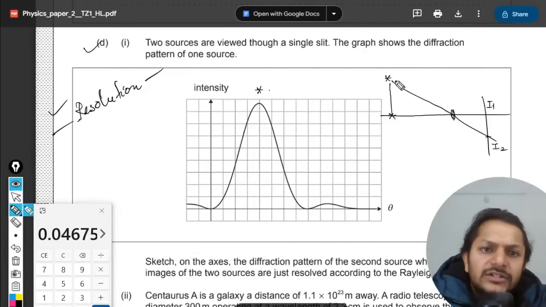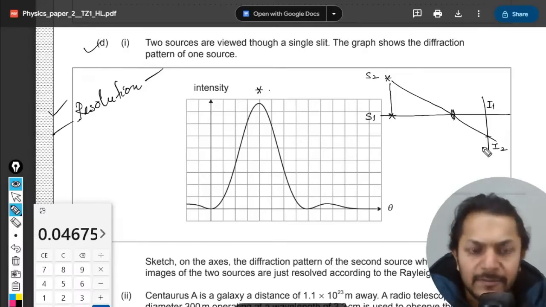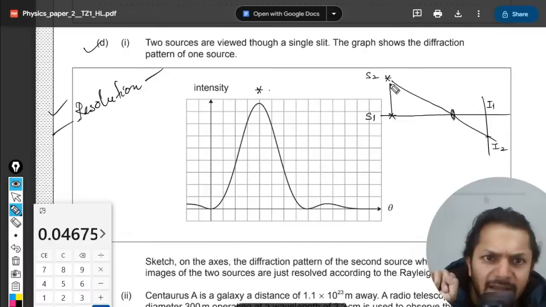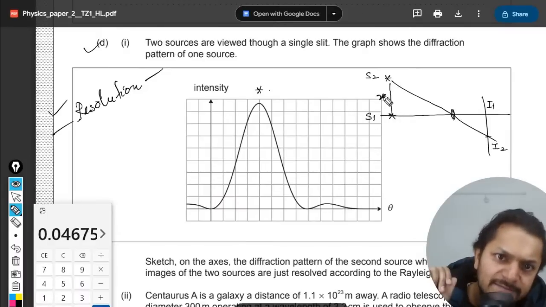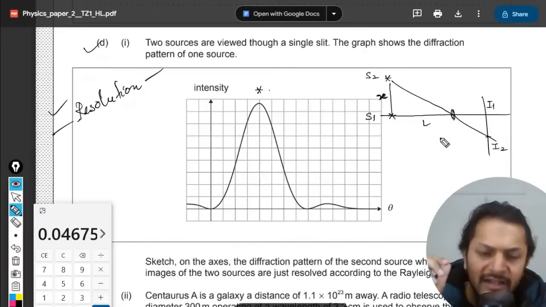Yeah, so this is star 2, this is star 1. So this is what is happening. So my dear student, I believe you would be able to understand what this is. This is the distance between two stars. I have chosen it to be x, and this distance I choose it to be L.